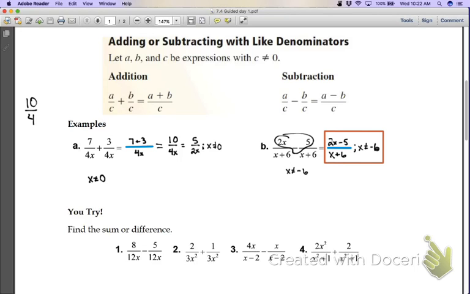Good question. Since denominators don't change, you shouldn't add restrictions to it.